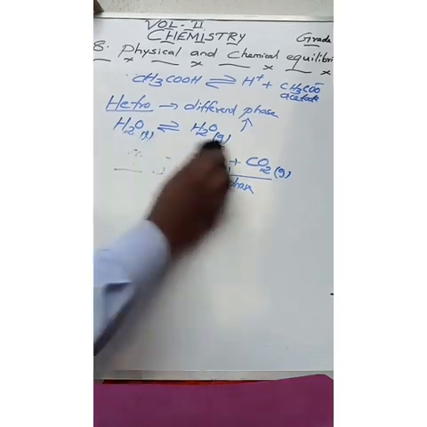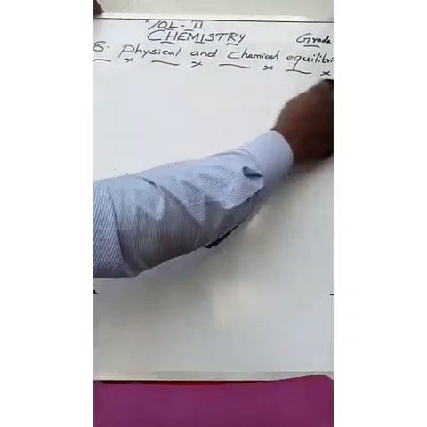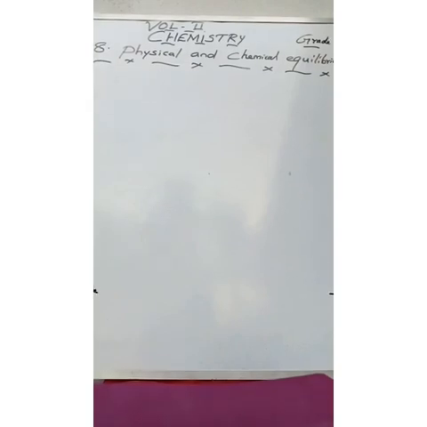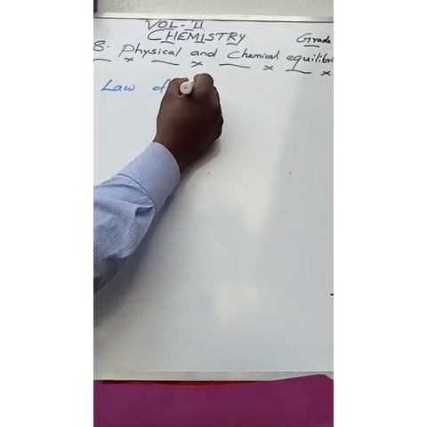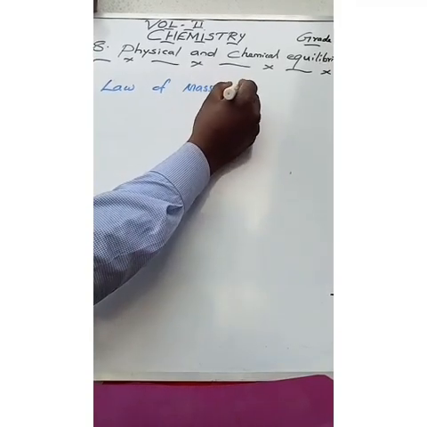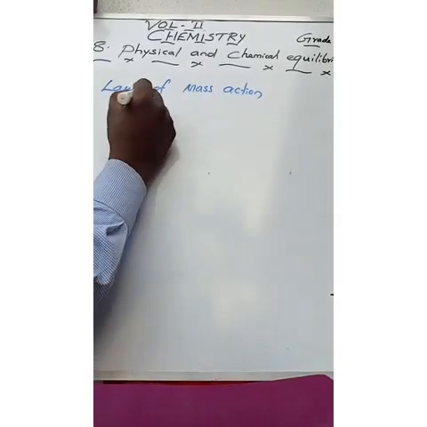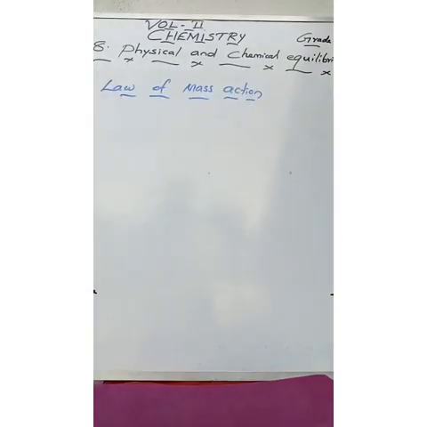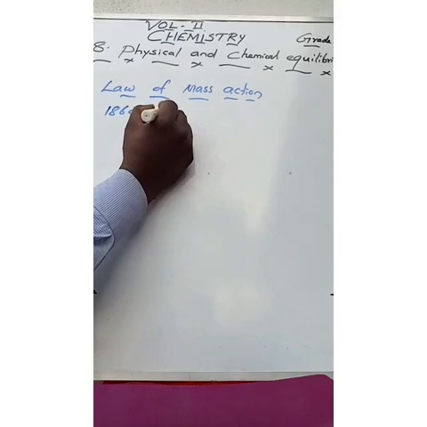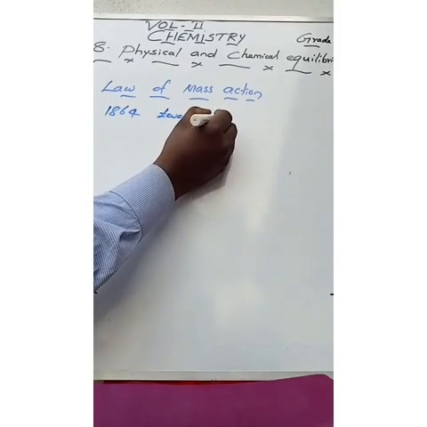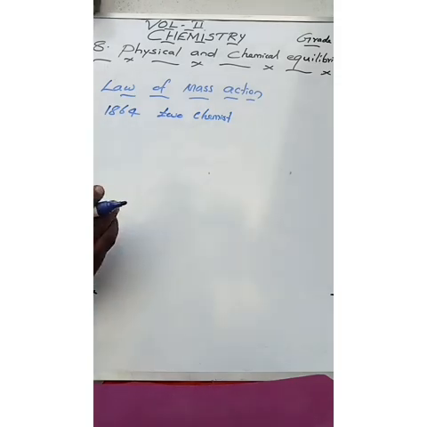Next we will discuss the law of mass action. What is the law of mass action? In 1864, two chemists, Maximilian Guldberg and Peter Waage, formulated the law of mass action. He formulated one law, and this is called the law of mass action.